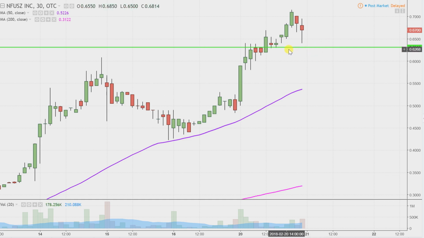Now, don't get me wrong, if the price falls below that level, I'm not saying the entire chart's ruined or anything like that. But yeah, if the price can manage to stay up above that 63 cent mark, that would definitely be a huge sign of power on the bulls' part.